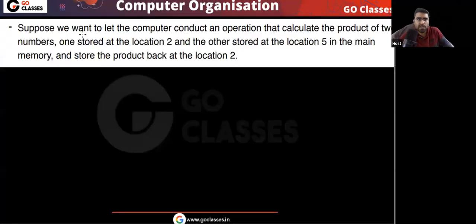Now let's assume that we want to multiply. What do we want to do? Just read this. Suppose we want the computer to conduct one operation. This operation will do the multiplication of two numbers. One number is stored at location 2, another number is stored at location 5 in the main memory, and you have to store the result in location 2.